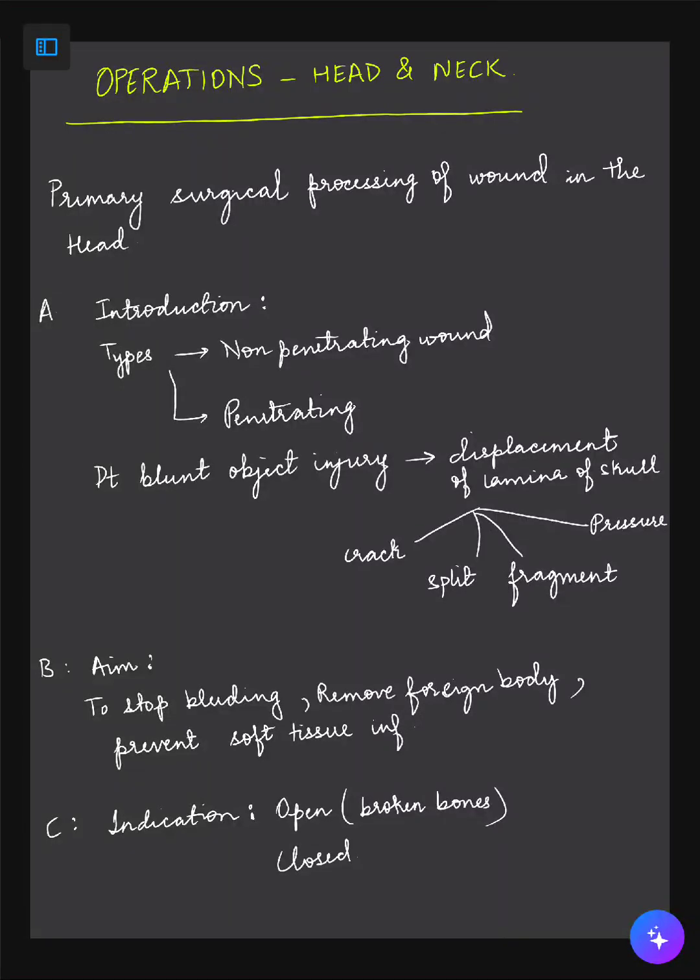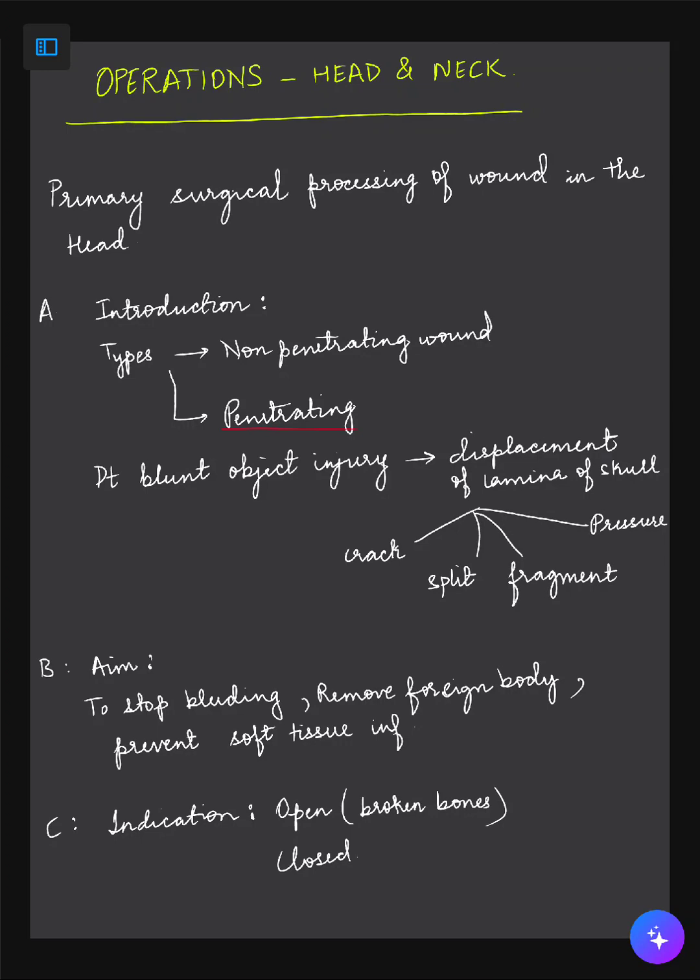Hello everyone. So now we will start the topic of operations of head and neck. The first one is the primary surgical processing of wound in the head. Now, the processing of wound in the head, there are two types: non-penetrating wound and penetrating wound. Non-penetrating wound is without damage to the dura mater, and penetrating wound is due to damage to the dura mater.